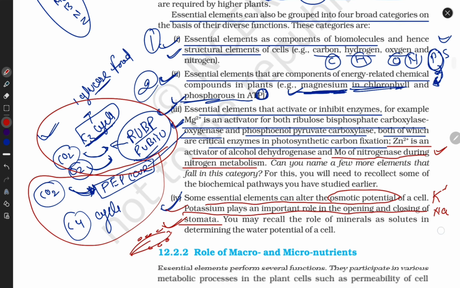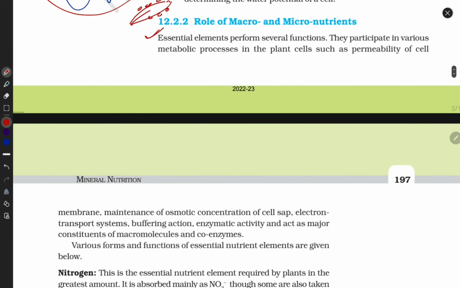So in our next video, we will talk about the roles of nutrients, some macronutrient roles and some micronutrient roles.